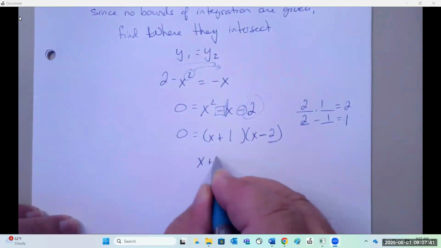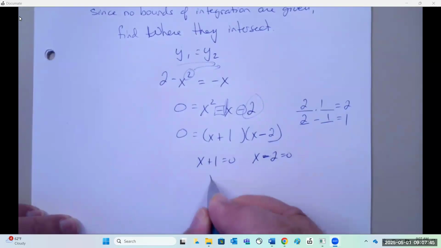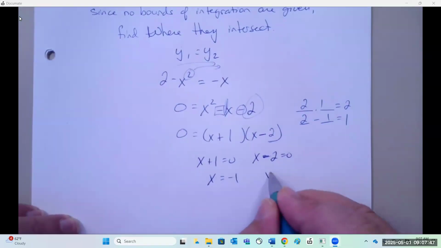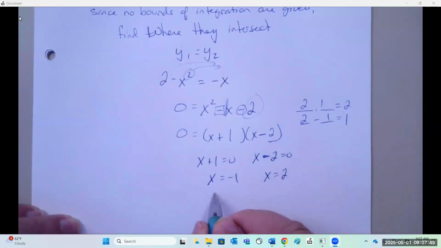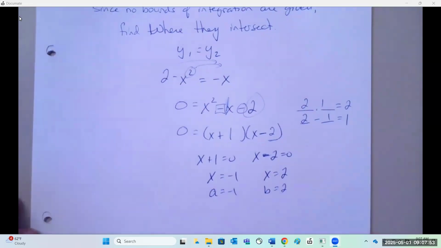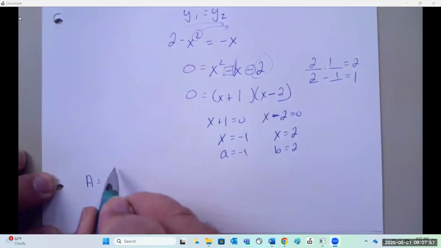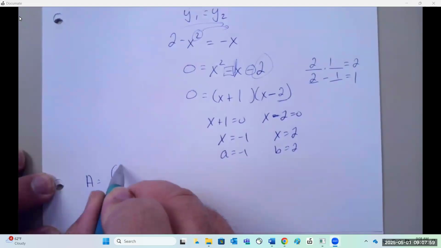So set that equal to 0. We get x equals negative 1 and x equals 2. This is A and this is B. So we have our integration going from negative 1 to 2.